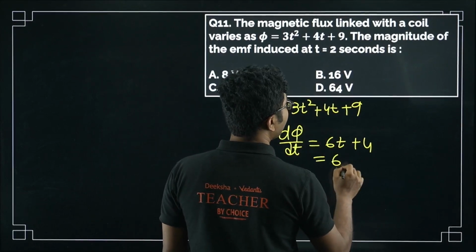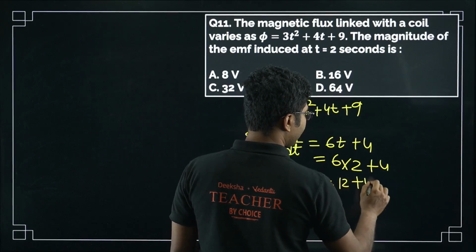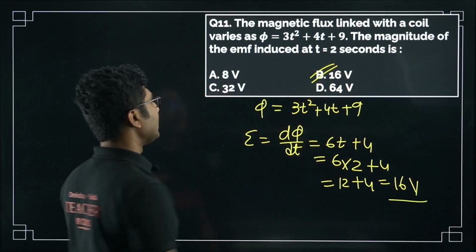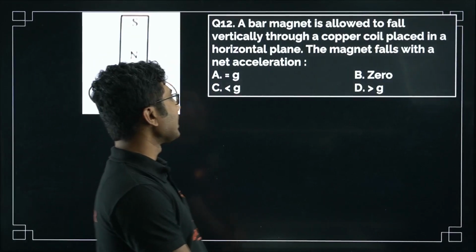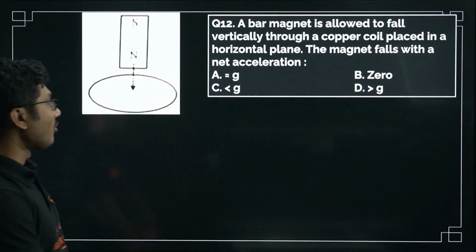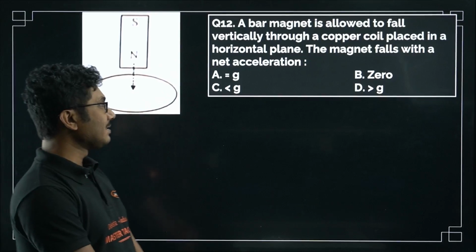So 6 into 2 plus 4, that is 12 plus 4, that is 16 volt. Okay, so 16 volt is the induced EMF. Next question. A bar magnet is allowed to fall vertically through a copper coil placed in a horizontal plane. The magnet falls with the net acceleration equal to zero, less than g, or greater than g.